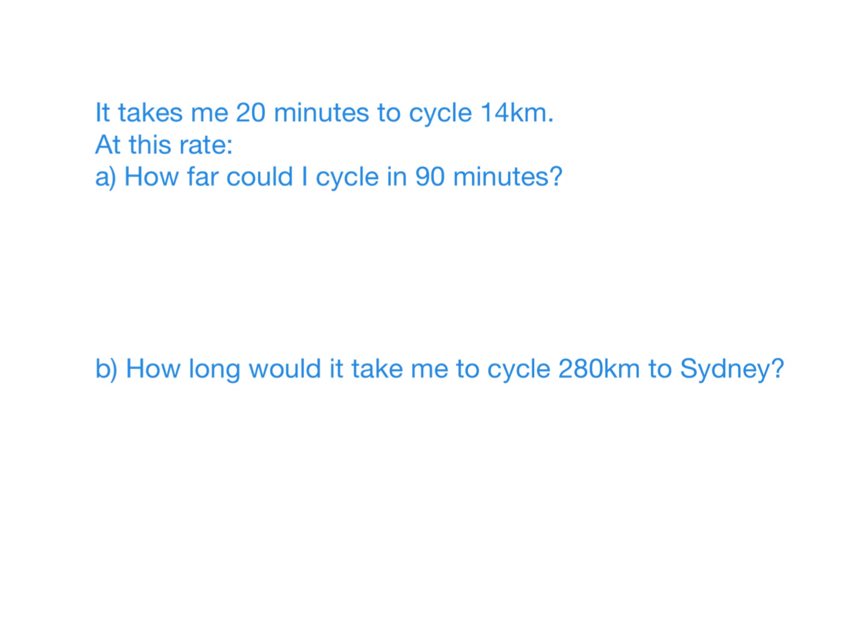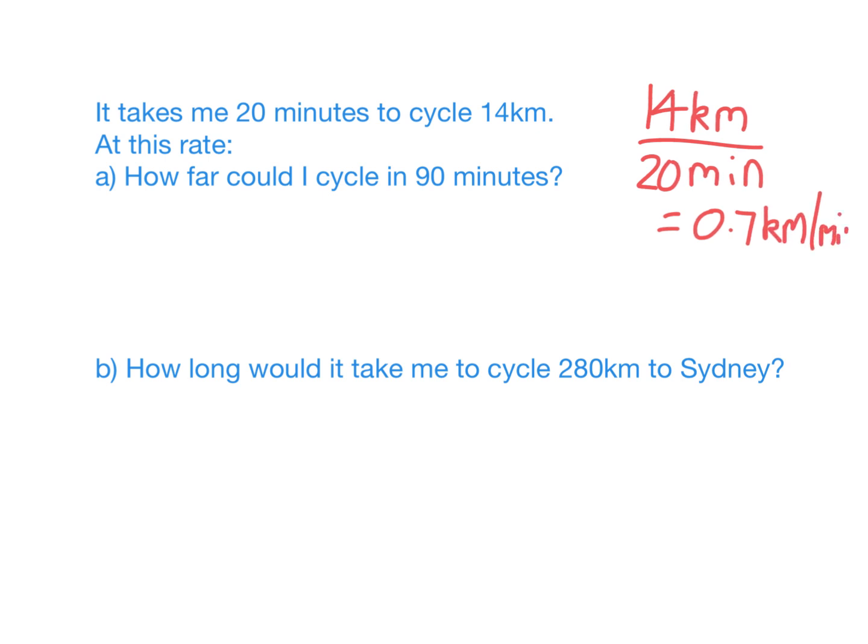So suppose it takes me 20 minutes to cycle 14 kilometers. We're going to calculate how far I could cycle in 90 minutes. So the first thing I do in a question like this is to calculate the speed. How quickly am I cycling? 14 kilometers goes on top because speed is distance over time. Distance on top, time on the bottom. So if I do 14 divided by 20, I get 0.7, and it's kilometers per minute. Kilometers per minute because we had kilometers on the top, minutes on the bottom. So this is my speed.